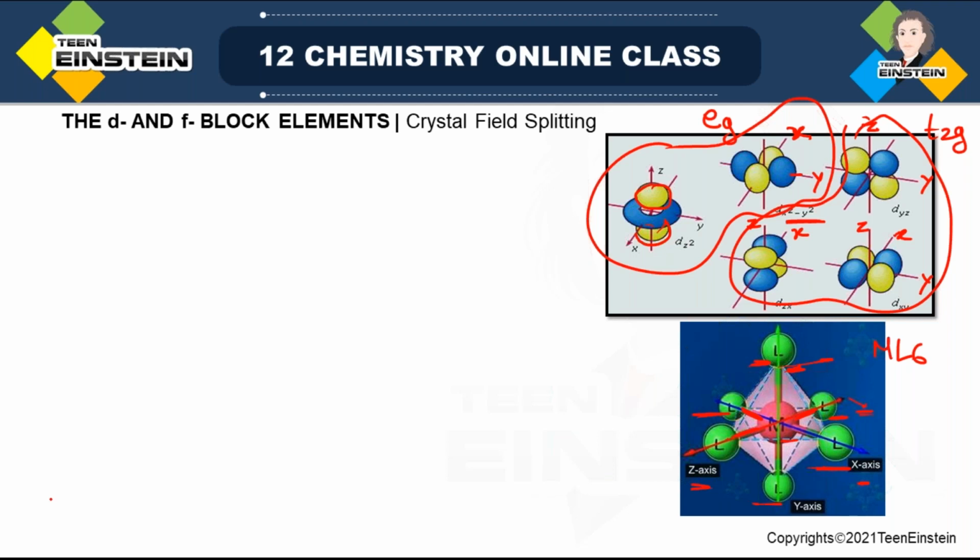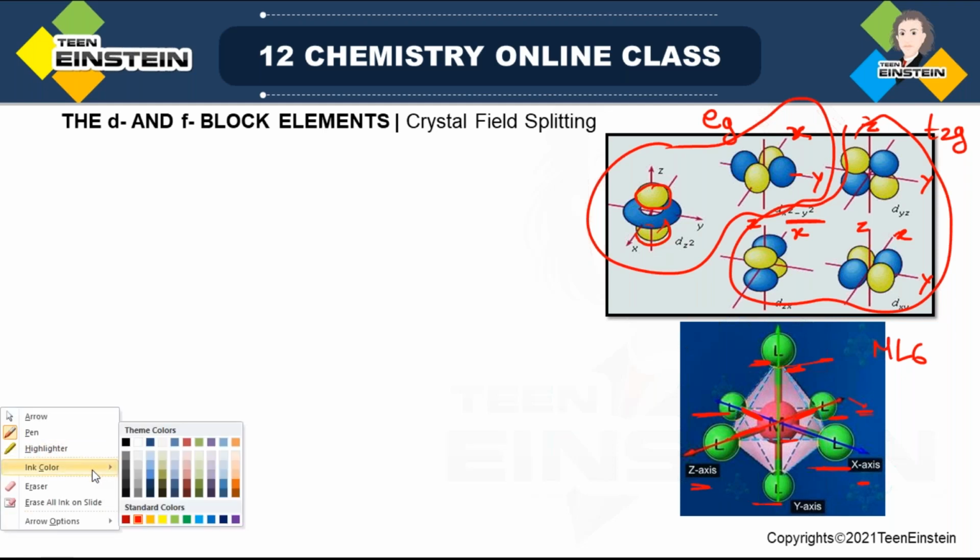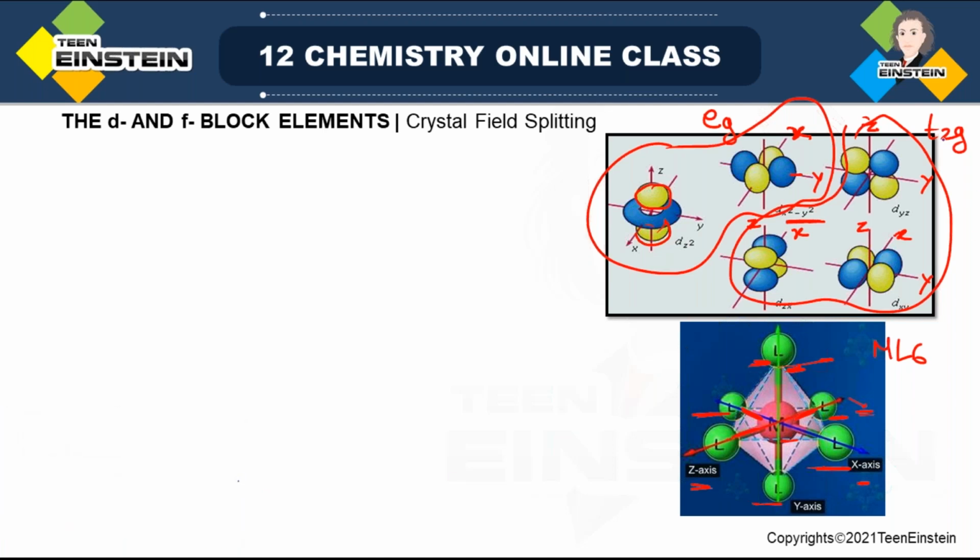Now, let me change the color. Why am I focusing on this part so much? Because for the T2G category, the lobes are not along the axis, but the ligands are approaching along the axis. So when the ligands approach, the interaction between the T2G d orbitals and the ligands will not be very intense. But if you consider the d orbitals under the EG category, the lobes are directly on the axis, and the ligands are also approaching along the axis, so there will be face-to-face, direct interaction.